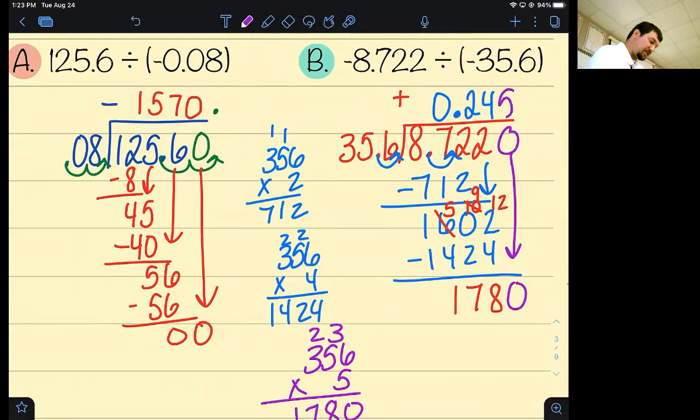Perfect. So our answer is going to be positive 0.245 or just positive 0.245, however you'd like to write it. Again, you don't need to write the plus. That is long division. Now let's get to the fun part of tonight's homework. Let's work with fractions now.